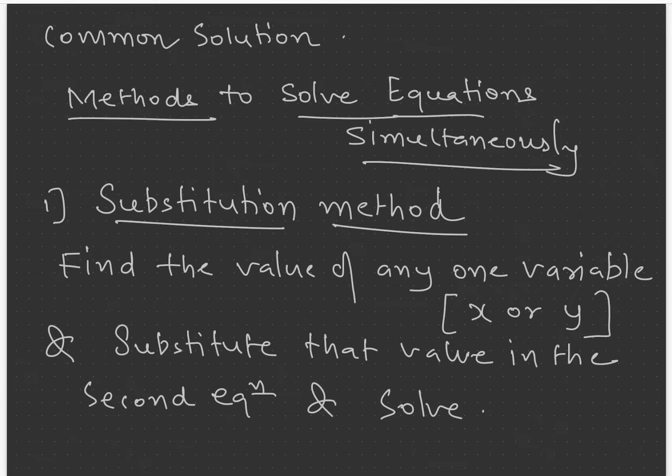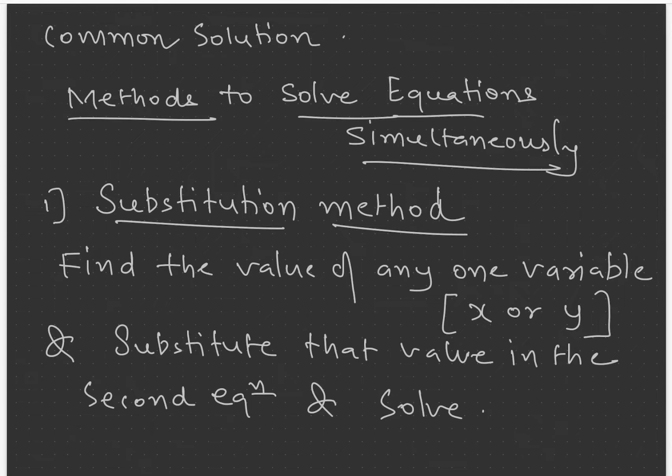Okay, so let's take one example here. Suppose you have an equation 5x minus 3y equals 8. Okay, and the second equation is given as 3x plus y equals 2. So you have to find the common solution of these two equations. So how do you solve them simultaneously? If I go by the substitution method, I'll check both the equations first. The first equation is 5x minus 3y equal to 8 and the second equation is 3x plus y equal to 2.